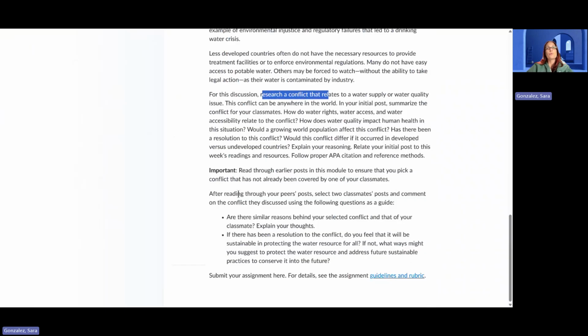And then after you read through your classmates' posts here, you're going to select 2 posts and comment. So are there similar reasons behind these water conflicts? So compare your conflict with your classmates', and also, has there been a resolution to the conflict? Do you feel that resolution is truly sustainable in protecting the water resources for all? If not, what suggestions do you have to further protect the water resource and make sure that it is available for now and for future generations?